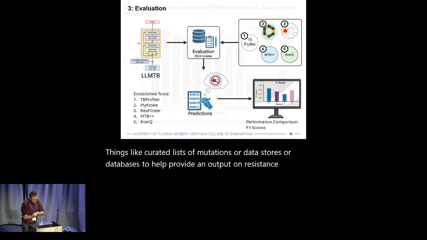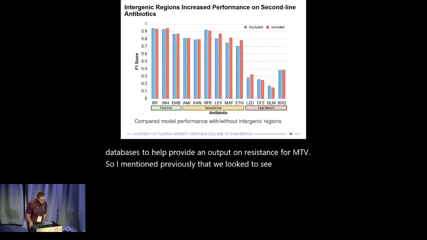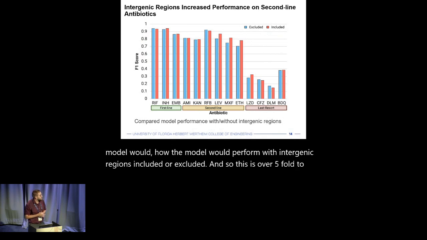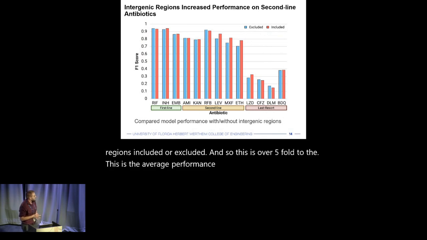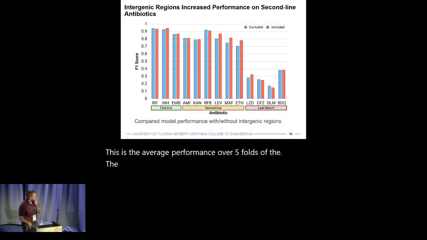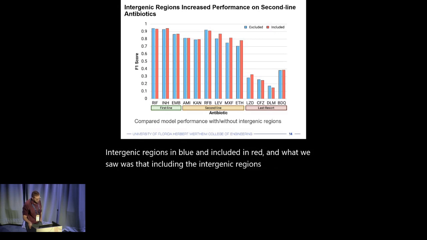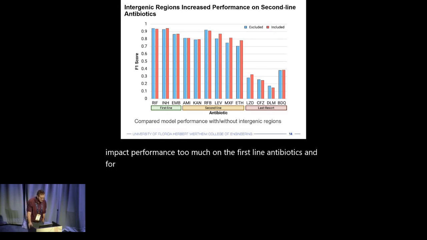I mentioned previously that we looked to see how the model would perform with intergenic regions included or excluded. This is the average performance over 5 folds of the training data for each antibiotic, with the excluded intergenic regions in blue and included in red. What we saw was that including the intergenic regions didn't really impact performance too much on the first line antibiotics and for some of the second line antibiotics.